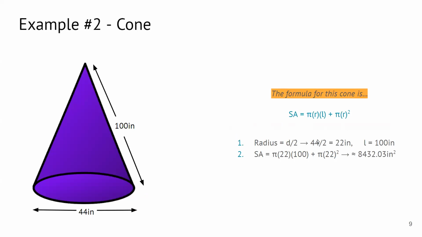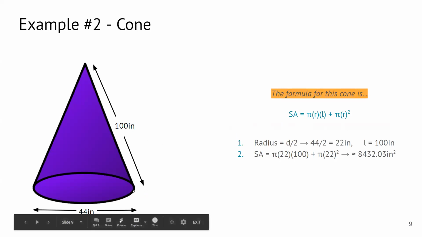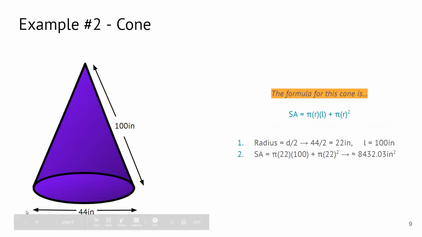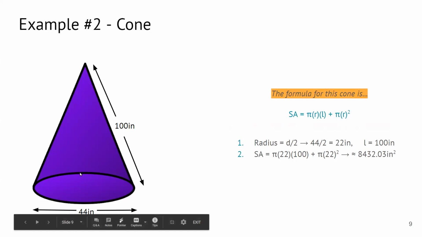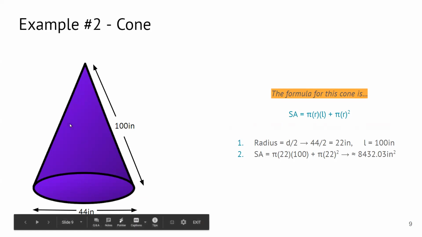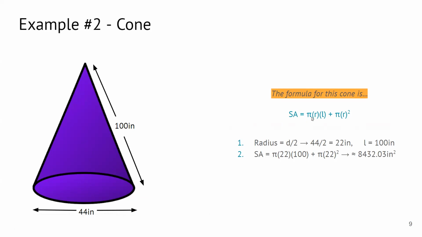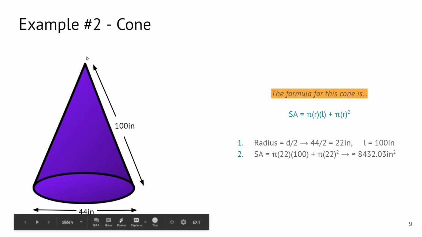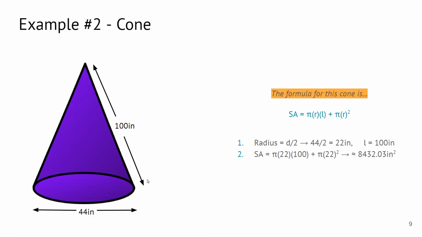Okay, so the formula for this cone, we can see it's kind of similar to a cylinder. We know that pi r squared is the circle, but there's only one circle this time, so it's just pi r squared. And then the part that wraps around is pi r times length, and length is the length of the diagonal. So not the height or the radius, but this length, which is 100.